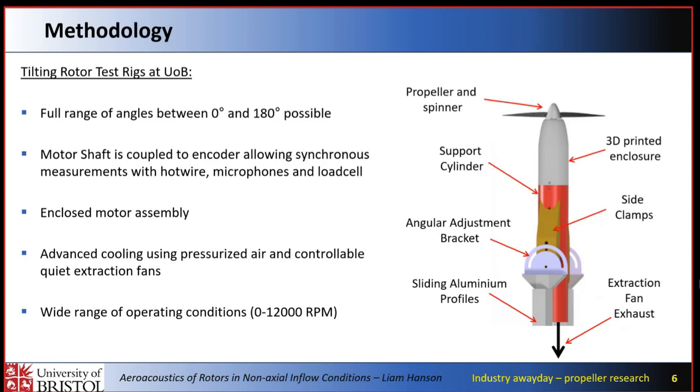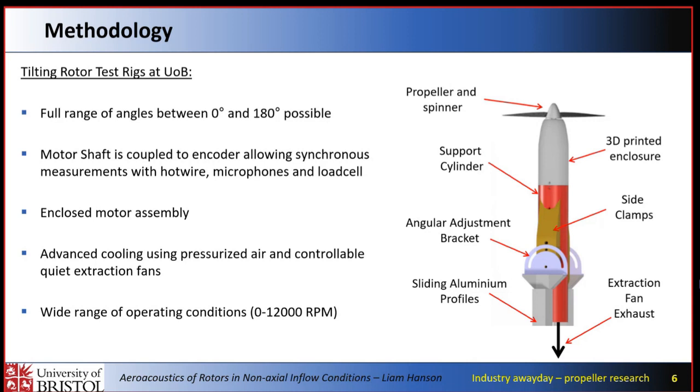So we can do synchronous measurements between hot wire, noise, and loading, and know where the blade is in the time domain. All of it's enclosed. We're using a substantially bigger motor in this one, so it can get quite noisy, so we've enclosed it completely to help stop noise contamination. And this can push up to 12,000 RPM quite easily with a 12-inch propeller, so we can get high tip Mach numbers that are more industrially relevant.